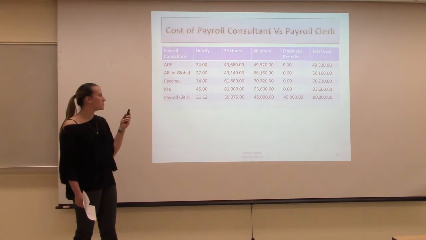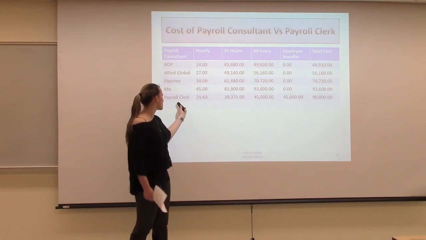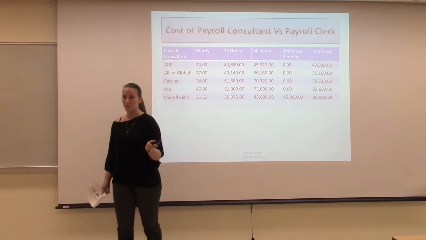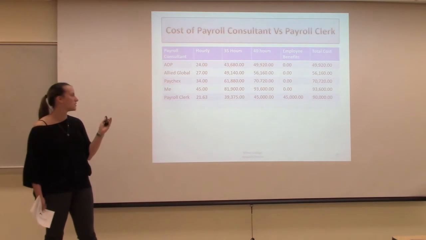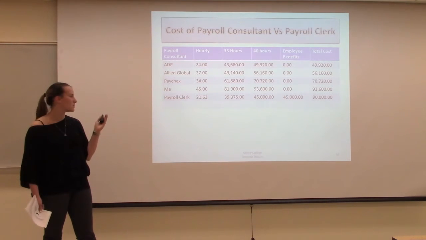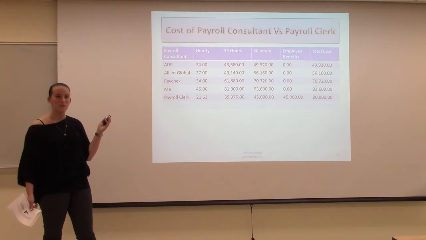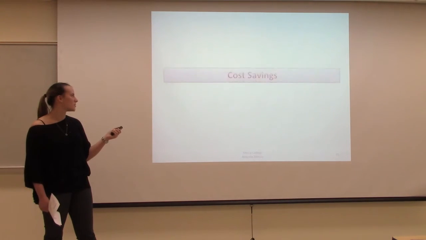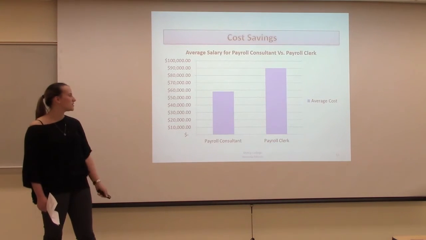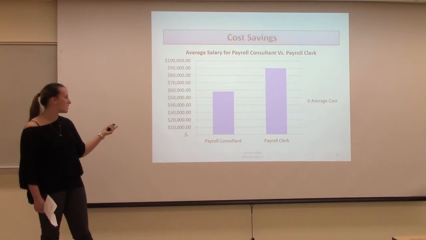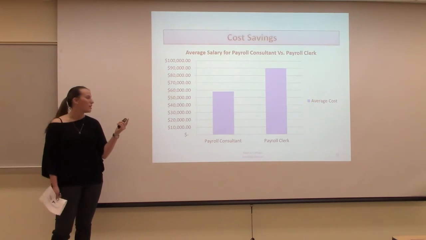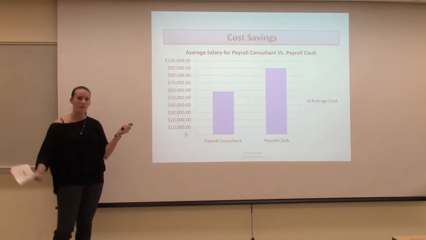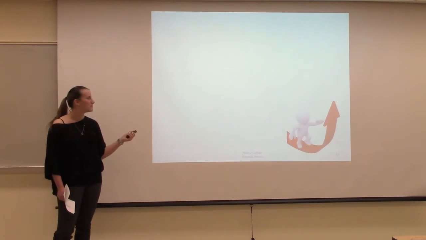But overall, the hourly cost would be less for the payroll clerk, but when you have to pay for the employee benefits, it comes out to pretty much equal to their salary, because it's 15% for federal and state taxes, and another couple of percentage points for their medical and dental, etc. There's a lot of costs in the employee benefits. So your cost savings, when I took the industry average, came out to about $58,000 versus a payroll clerk at about $90,000. So on average, you would save a lot of money by going with a payroll consultant.